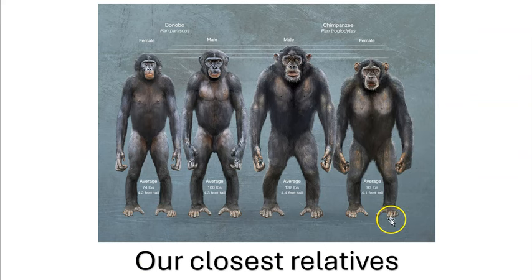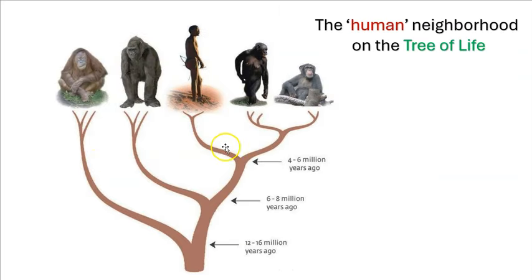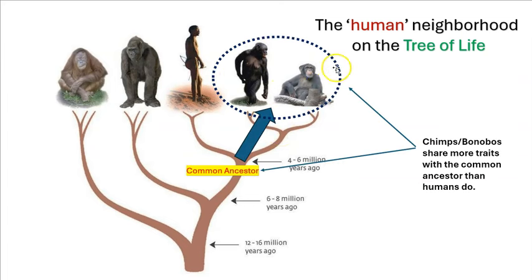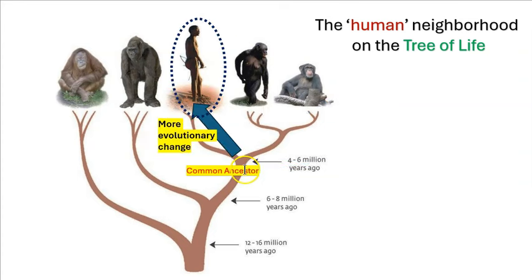Well, here's a closer look at our closest relatives. We have the bonobos, and we have the common chimp. And here is the human neighborhood on the tree of life. We have the bonobo and chimp over here. Notice they have a very recent common ancestor. And then we have humans here. Notice chimps and bonobos are thought to share more traits with the common ancestor than humans do. After all, the chimps and bonobos still live in the forests like we think the common ancestor did.